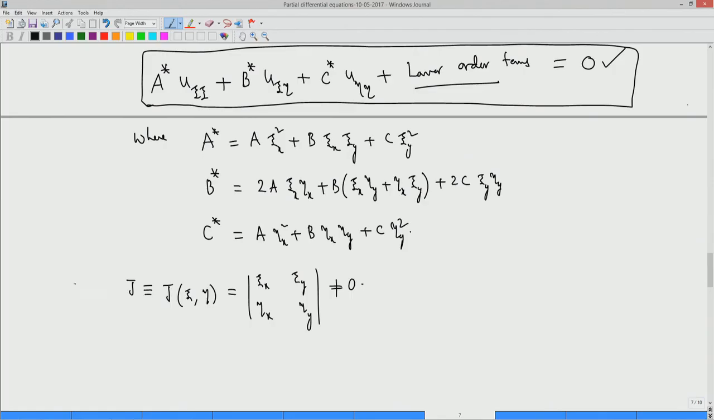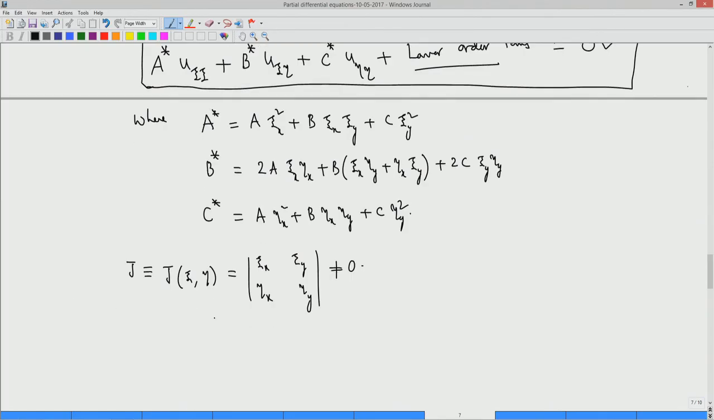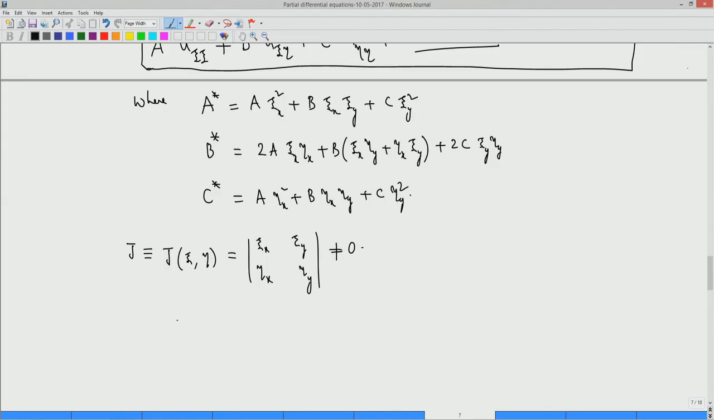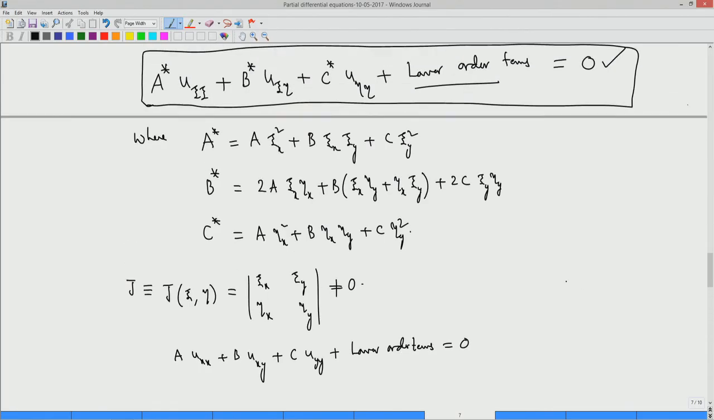Your original equation is a u x x plus b u x y plus c u y y plus d u x, that is, lower order terms, equal to 0. This is the original equation that we reduced into this kind of second order equation.